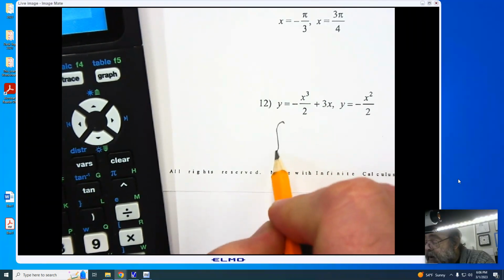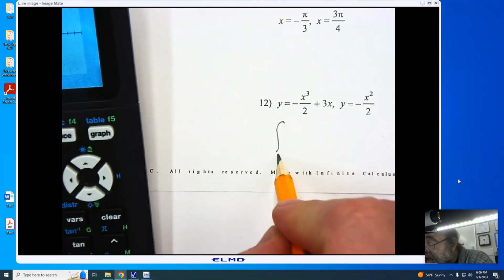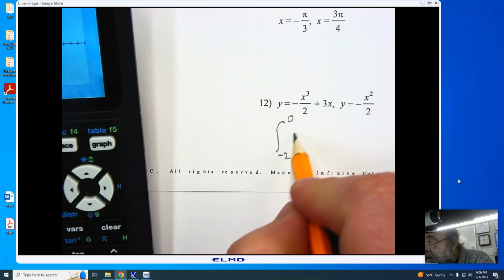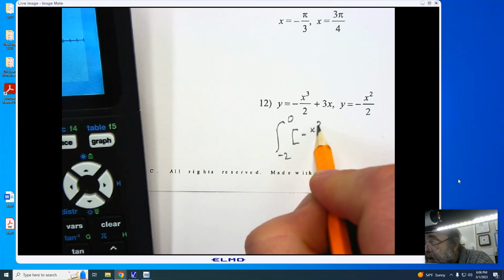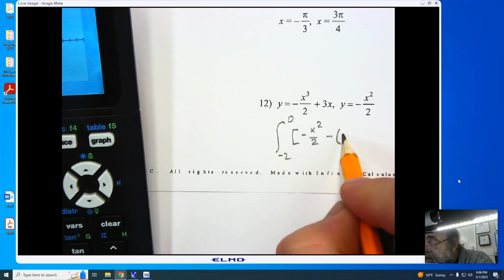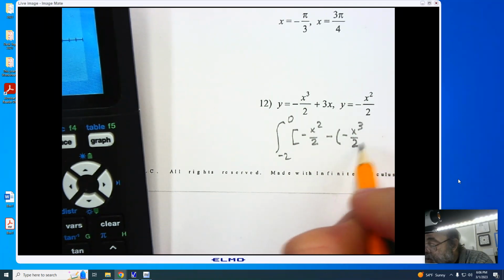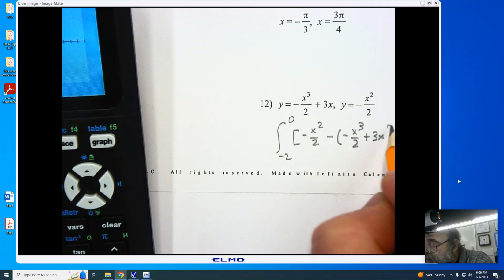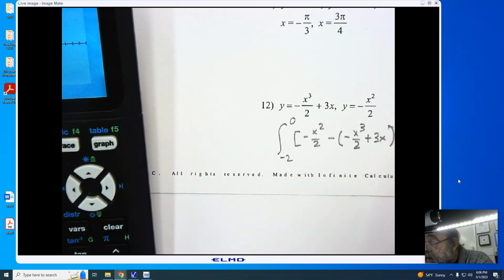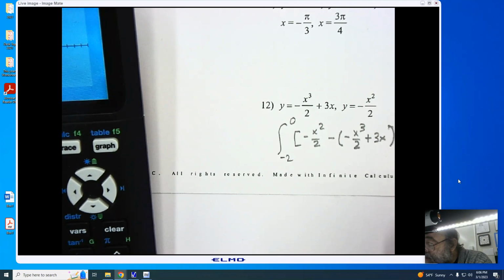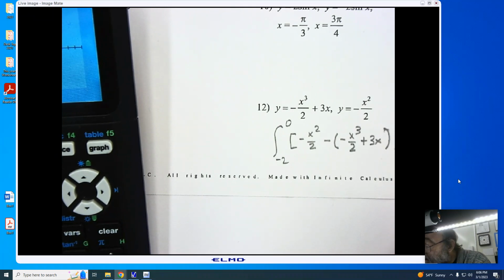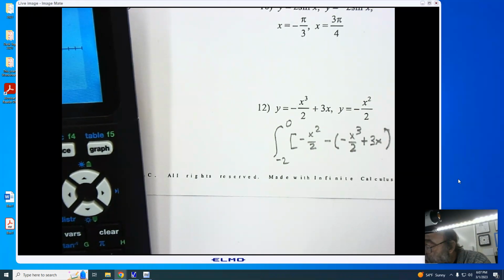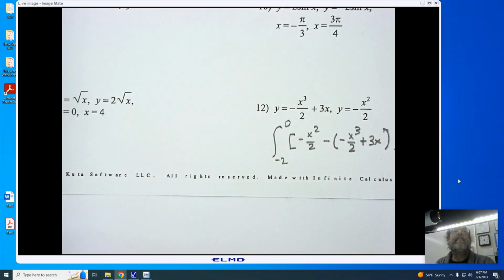So as we set this up, we're looking at the integration, and we're looking at negative 2 to 0. And we have our first equation, negative x squared over 2 minus negative x cubed over 2 plus 3x dx. And then we're going to add to it the integration from 0 up to 3. And now we flip the orientation. So we now have negative x cubed over 2 plus 3x. And we're subtracting the negative x squared over 2, which will give us a double negative. Okay?